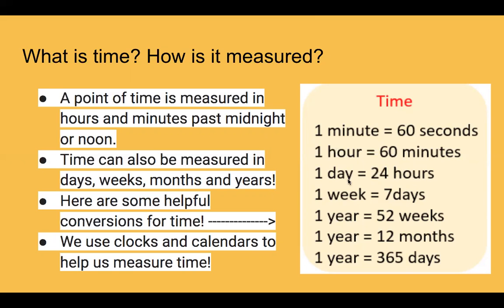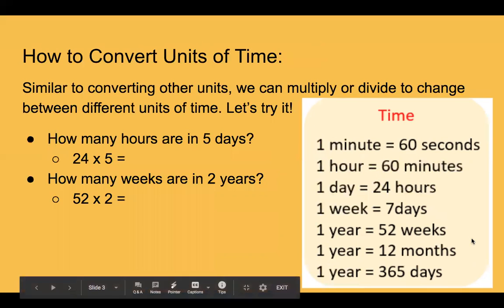So you might already memorize some of these, and that's great, but if not, it's okay because you'll have this on hand to use. But you should try to remember that there are 60 seconds in a minute, 60 minutes in an hour, 24 hours in a day, 1 week is equal to 7 days, 1 year has 52 weeks, 1 year is also 12 months, and 1 year is also equal to 365 days. So those will be helpful when we do some converting.